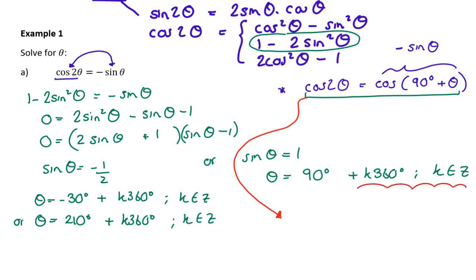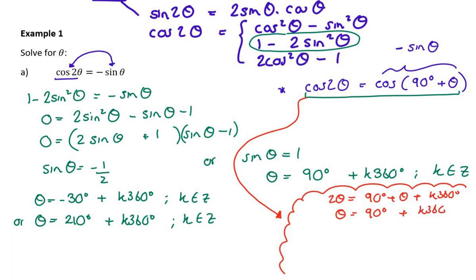I'm just going to make a separate bubble here. If you had a cos equals cos, either your angles could be equal, so 2 theta would equal 90 plus theta plus k 360. K is an integer, so I'm not going to bother writing it. If I minus theta on both sides, I get theta equals 90 plus k 360, which matches that, so that's good.